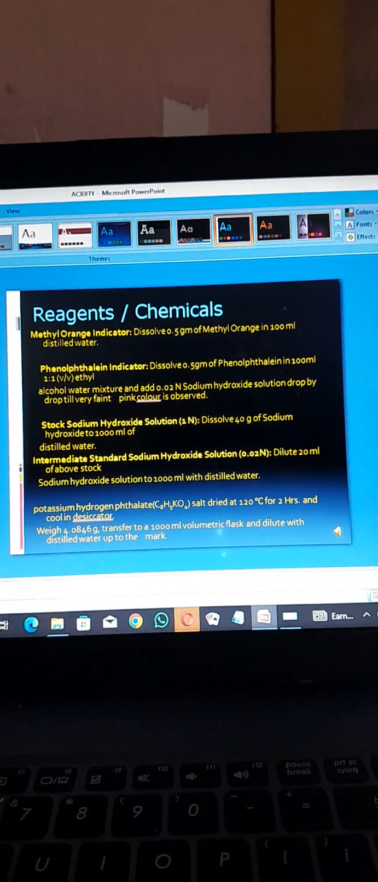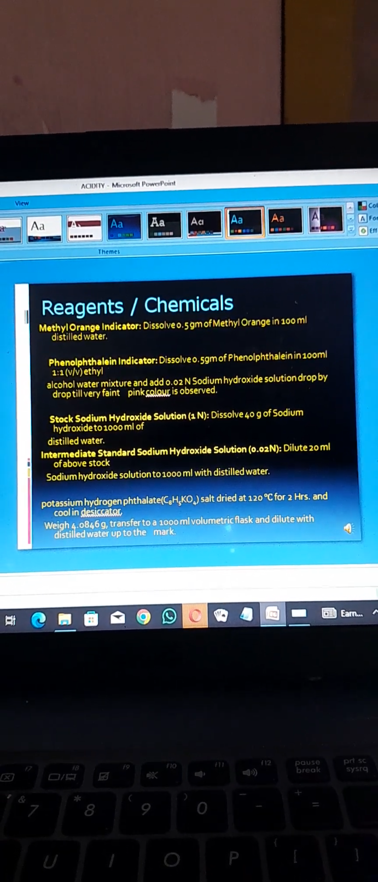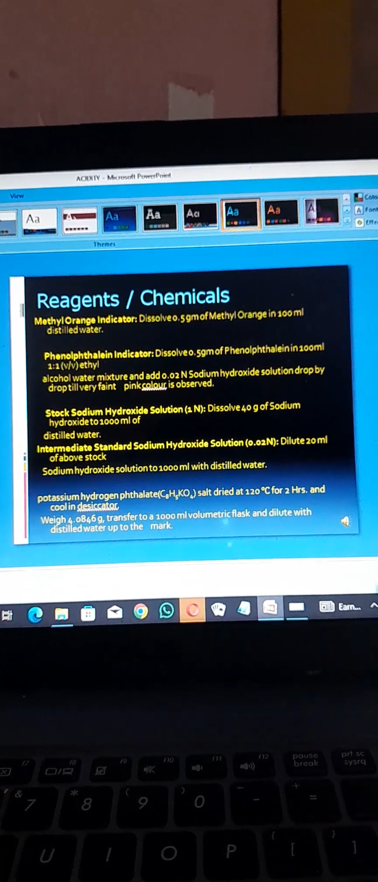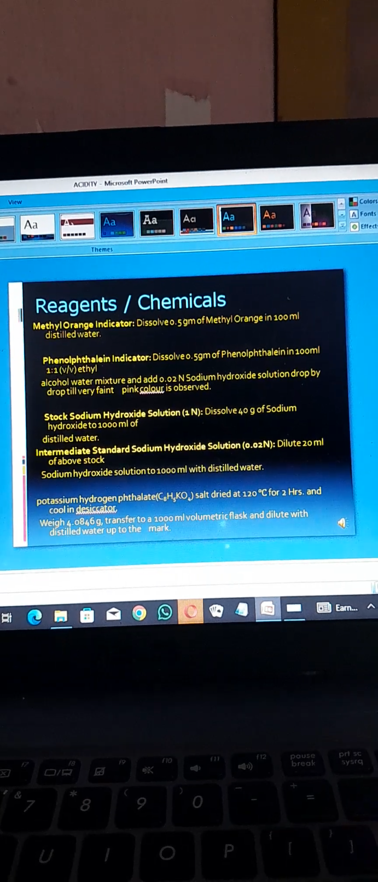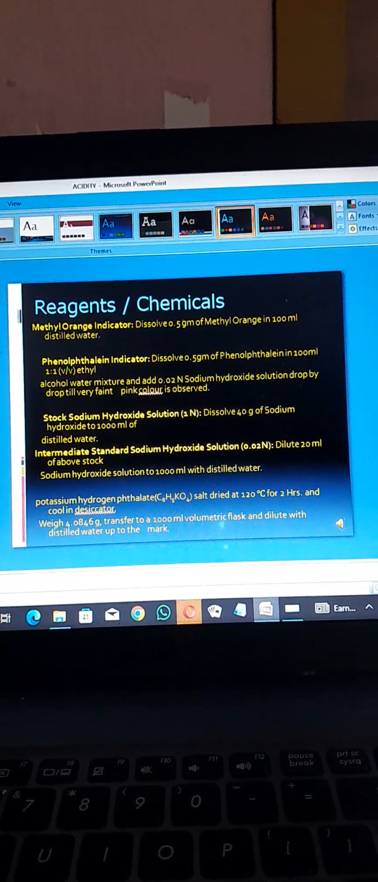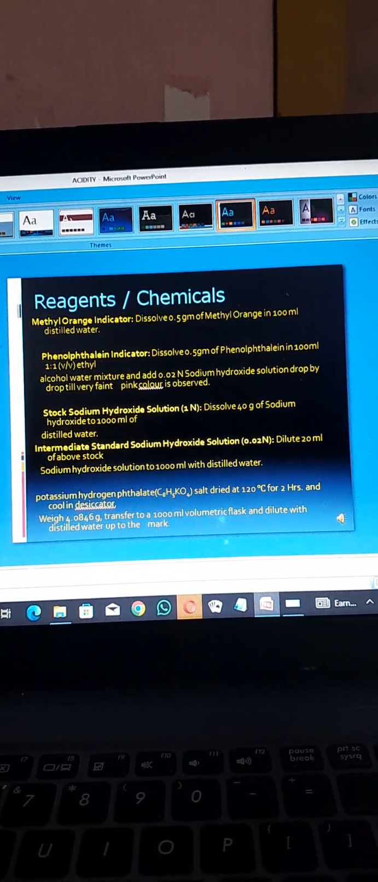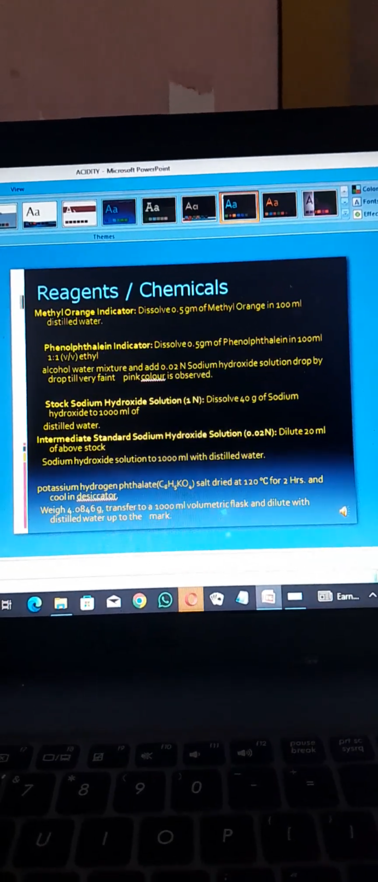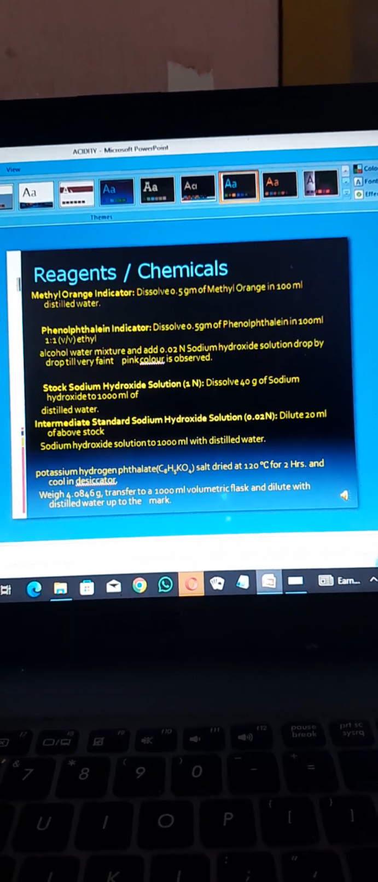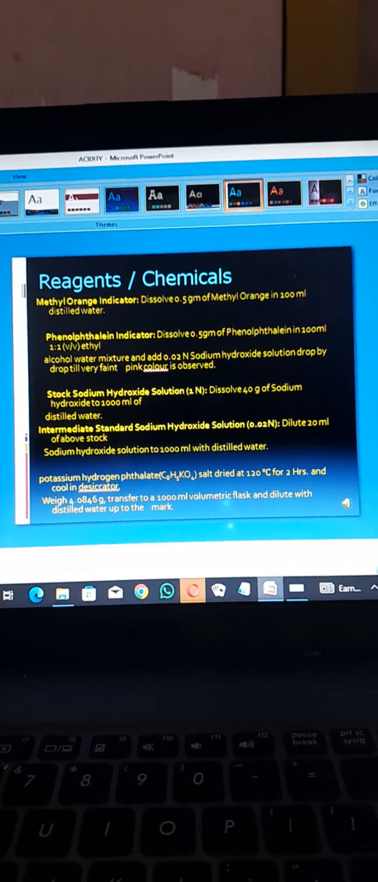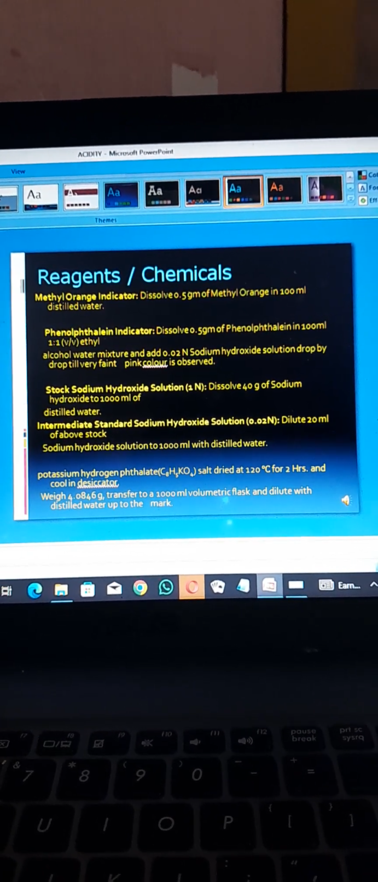Then what is the stock sodium hydroxide solution? Dissolve 40 gram of sodium hydroxide in 1000 ml of distilled water and its normality is 1 N. From that 1 N solution we have to dilute 20 ml of the above stock sodium hydroxide solution to 1000 ml, and it gives 0.02 N normality. Then we need potassium hydrogen phthalate. Why do we need potassium hydrogen phthalate? For standardization of sodium hydroxide, whether it is 0.02 N or not.